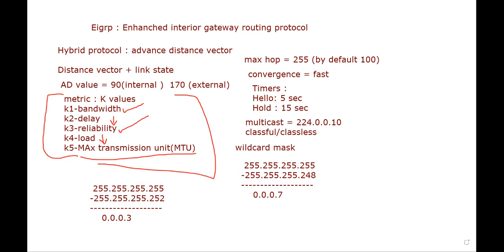After this, we have another point: EIGRP uses the AS number concept. Now, what is an AS number? AS number is autonomous system number. Please check the spelling. Now, what is an autonomous system number?